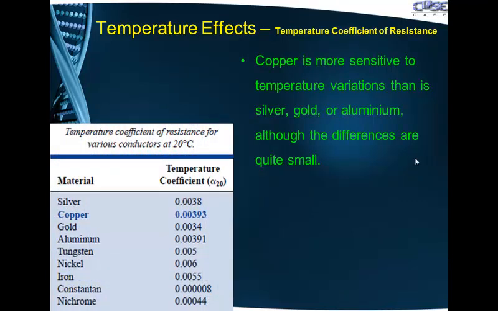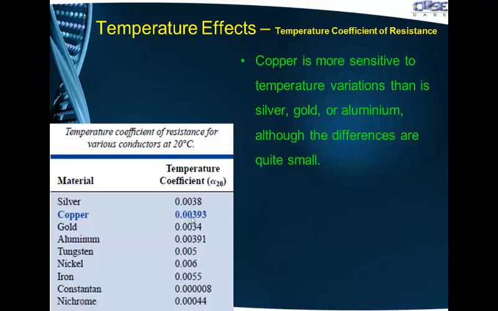Copper is more sensitive to temperature variation than silver, gold or aluminum, although the differences are quite small. This table indicates the temperature coefficient of different materials. These are the different materials and this is alpha against each material. You can compare the value of alpha for different materials.